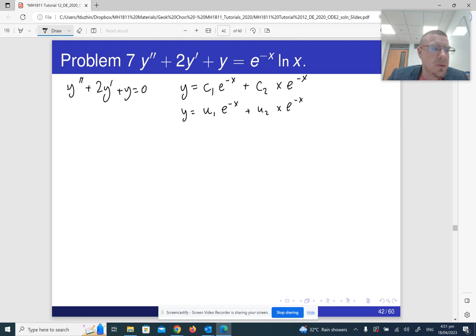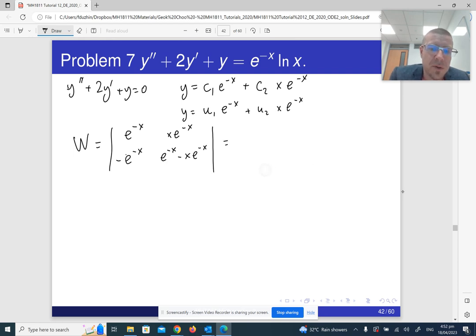Okay, how do we do this? The first step is to find the Wronskian. So the Wronskian is the determinant of the following matrix. The first row is the two solutions of the homogeneous differential equation, e to the minus x and x times e to the minus x. And the second row is the first derivative, so minus e to the minus x. And the first derivative of x times e to the minus x, so we should differentiate it by the product rule. So it's going to be e to the minus x minus x times e to the minus x.